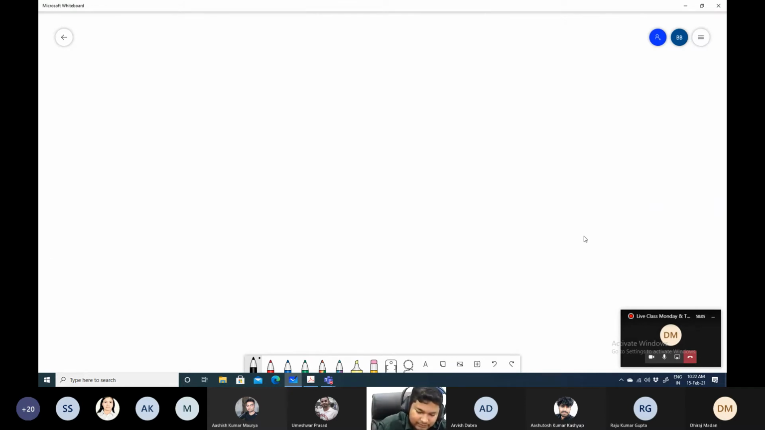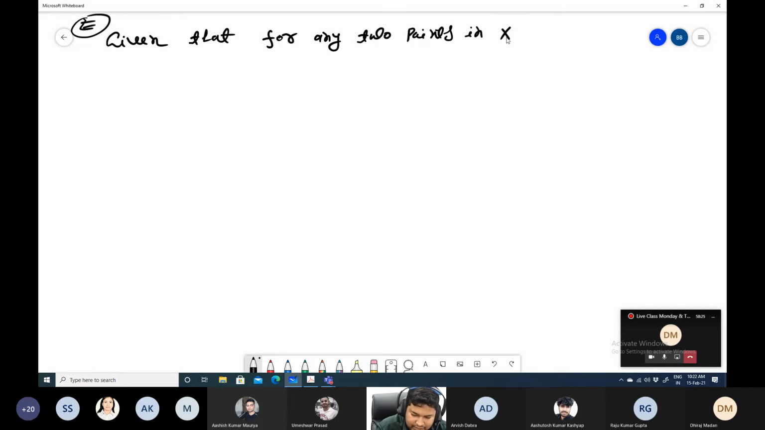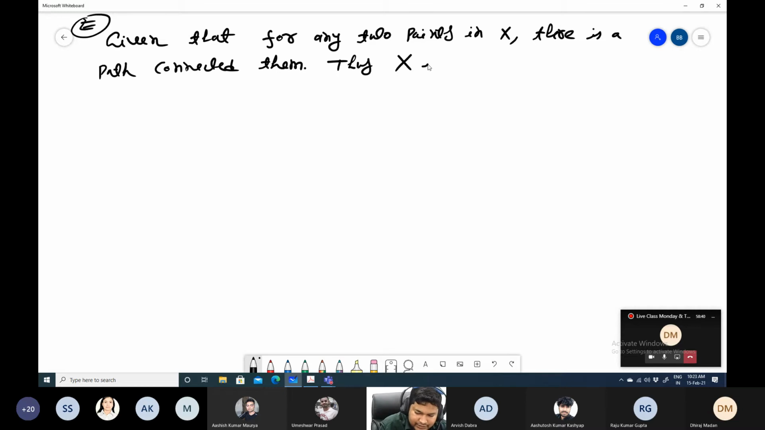Okay. So we can write, first of all, given the converse statement, this one: given that for any two points in X there is a path connecting them. So thus X is path connected. Okay.